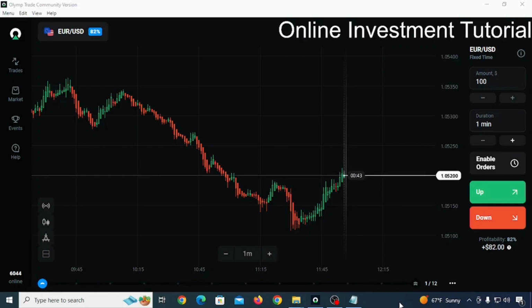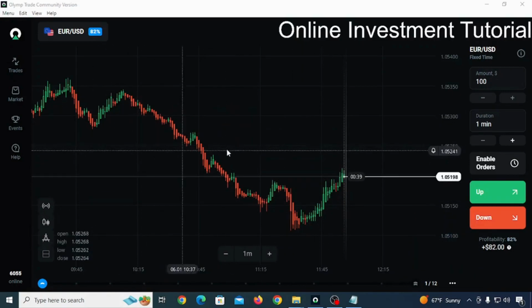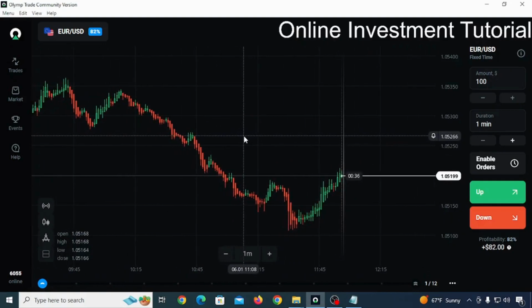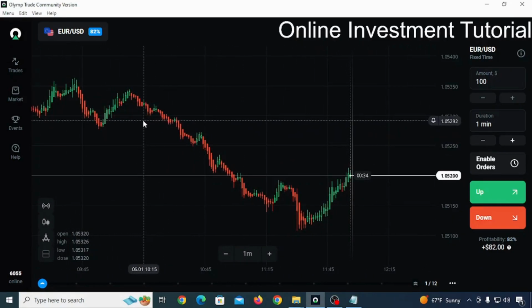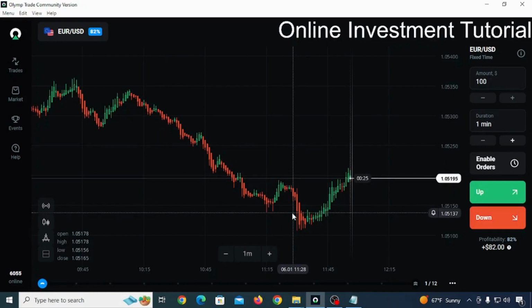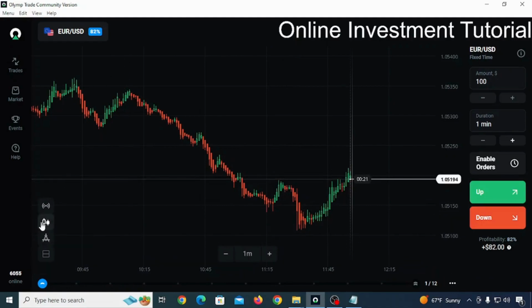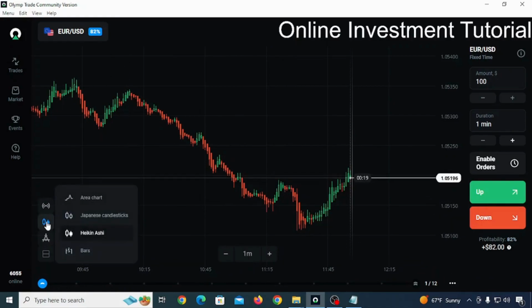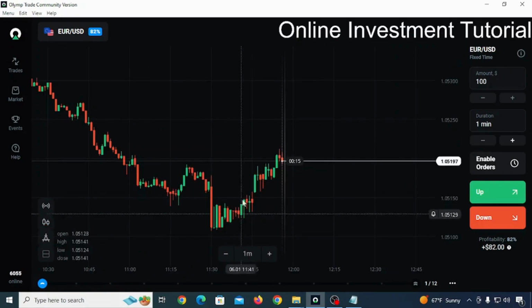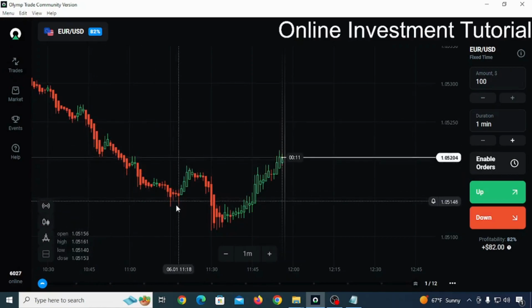So to use this strategy, firstly, this is not a Japanese candlestick, okay? Don't be confused. This candlestick is called Heiken Ashi, and we are going to use the Heiken Ashi candlestick to trade binary options. Firstly, go to this candlestick pattern and then select Heiken Ashi. If you select the Japanese candlestick, it will look like this. But if you select the Heiken Ashi candlestick, then it will look like this, okay.